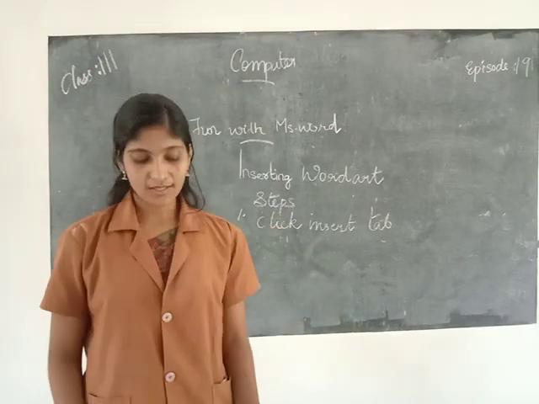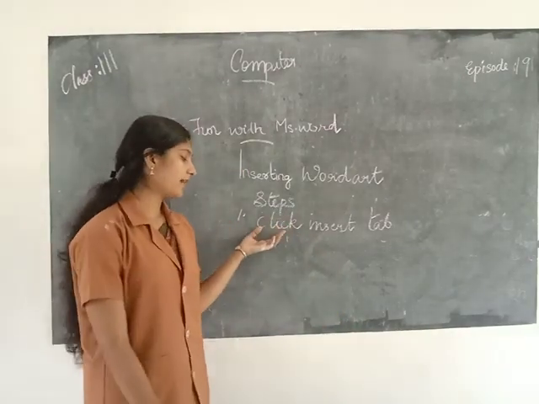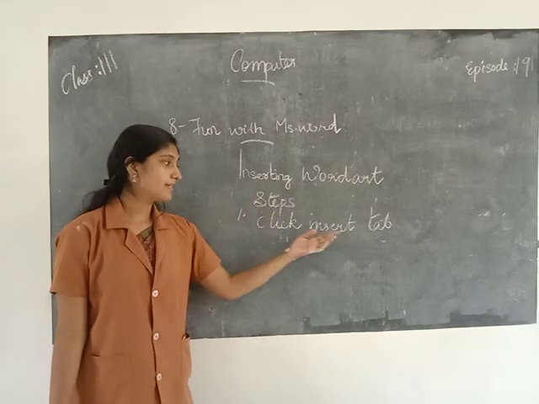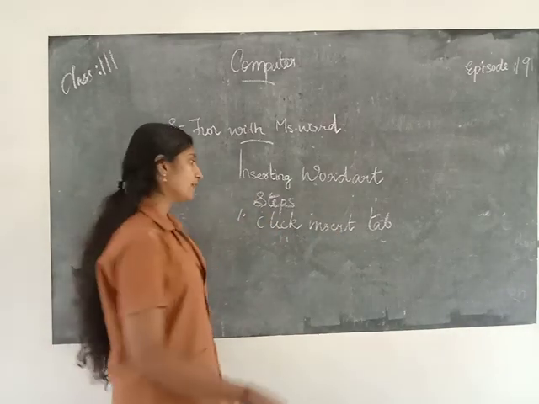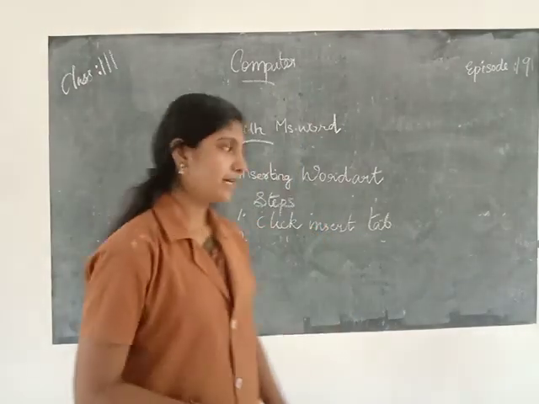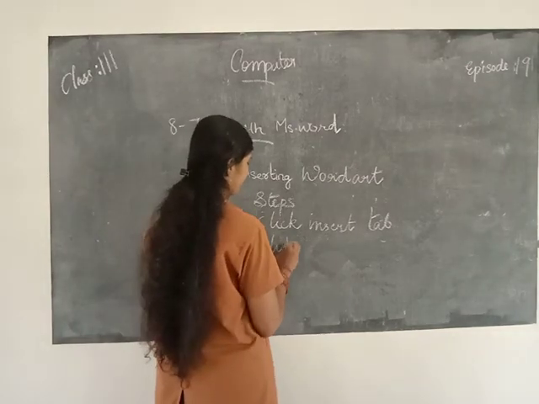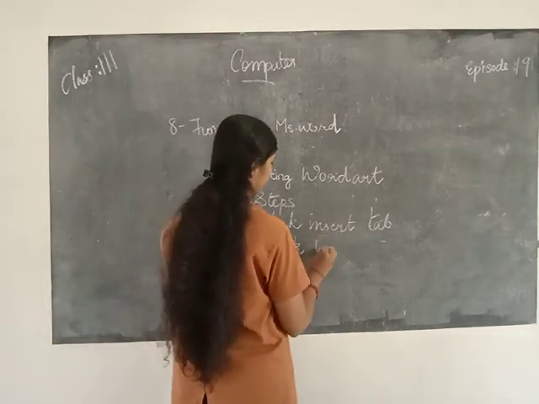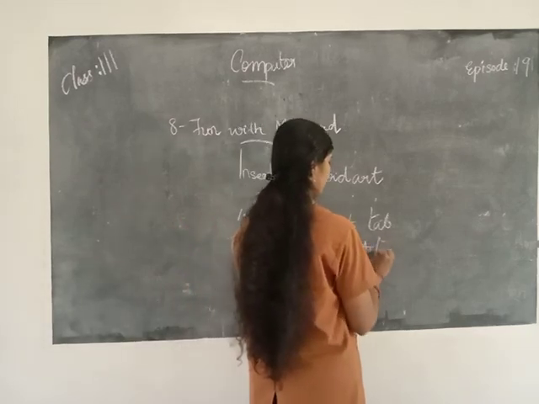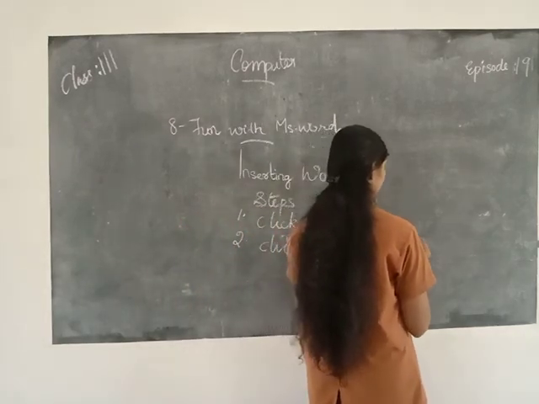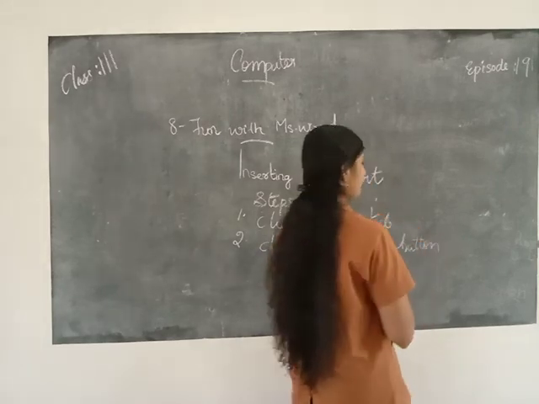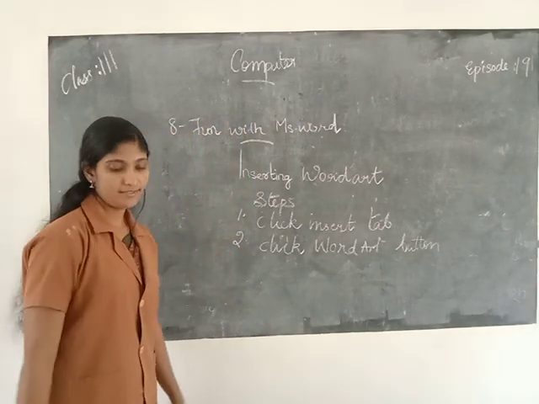Click on the word art button. We know there are different types of tabs present in Word, and you have to select the insert tab. From there you can select the word art button. So the second step is click the word art button.